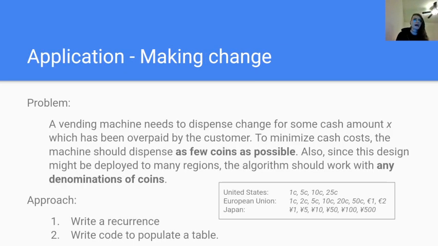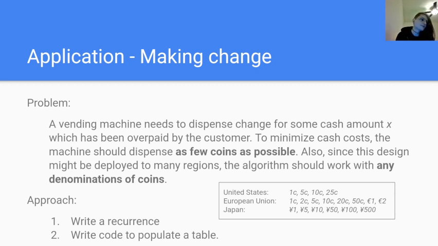Let's say our first application. We are making change. We're programming a vending machine. Yes, these little devices in our everyday lives do need programmers to write code for them. Washing machines and vending machines and electronic door locks and everything. These all have code in them. Anyway, our vending machine needs to dispense change for some cash amount X, which has been overpaid by the customer, of course. So we want to minimize the number of coins that we're dispensing.